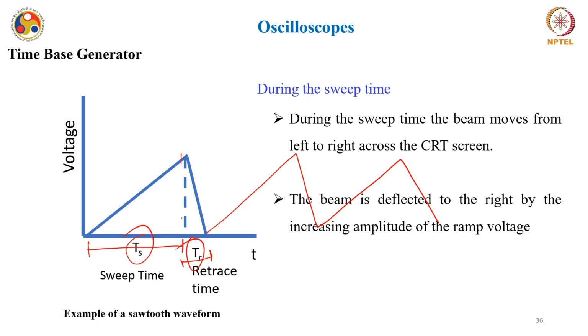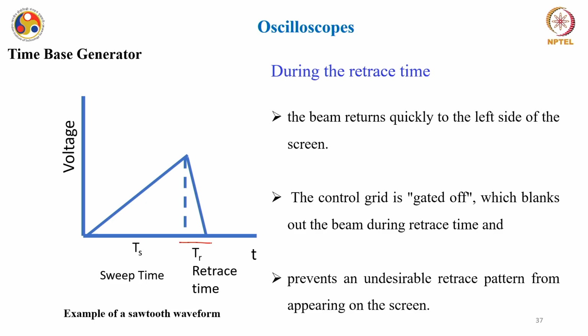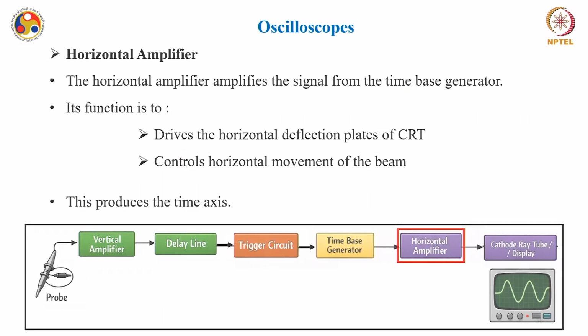During the sweep time, the beam moves from left to right across the CRT screen. The beam is deflected to the right by the increasing amplitude of the ramp voltage. Now, during this retrace time, the beam returns quickly to the left side of the screen. The control grid is gated off, which blanks out the beam during the retrace time and prevents an undesirable retrace pattern from appearing on the screen, okay.